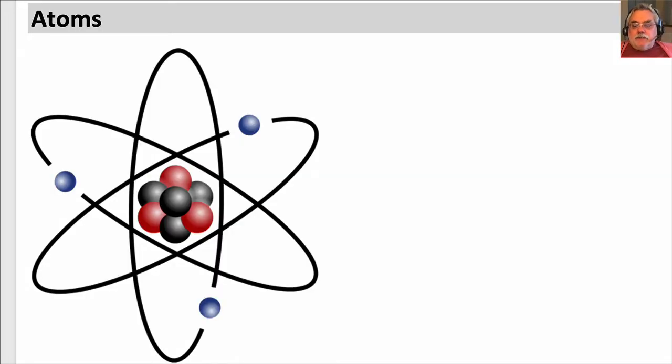Here is a highly stylized representation of a lithium atom. In the center is the nucleus. There are 3 electrically positively charged protons, shown as red spheres, for this lithium atom. There are 4 electrically neutral neutrons, shown as black spheres. Outside the nucleus, there are 3 electrically negatively charged electrons, shown as blue spheres in circular orbit around the nucleus.